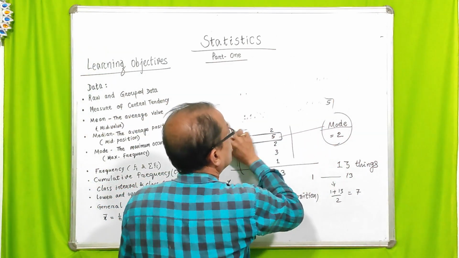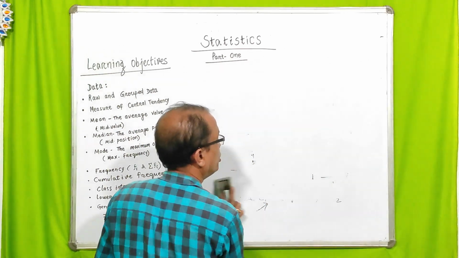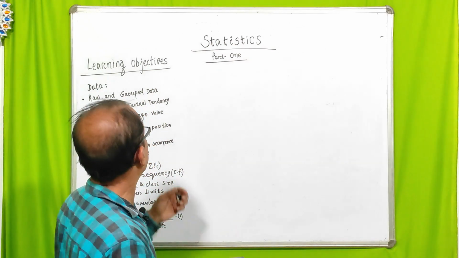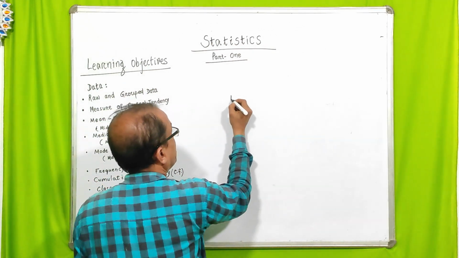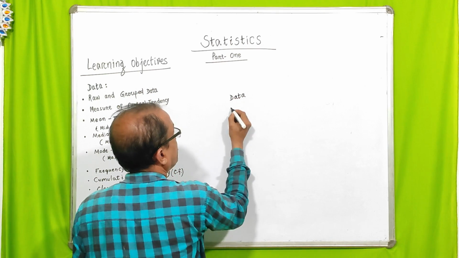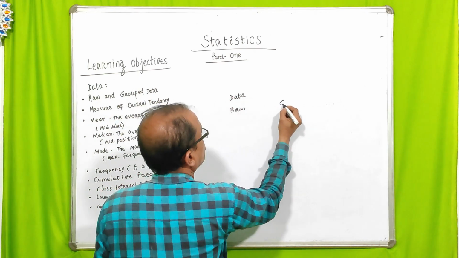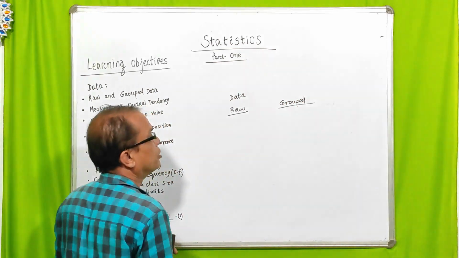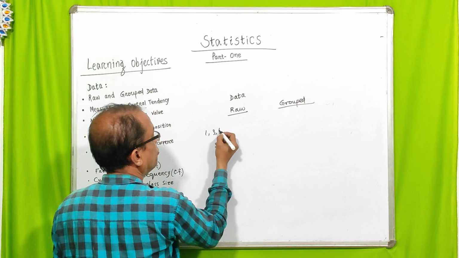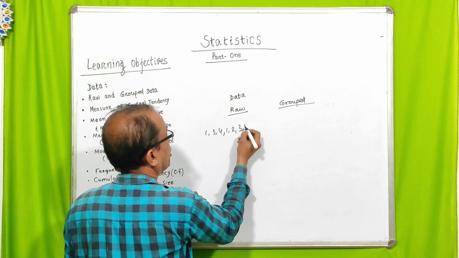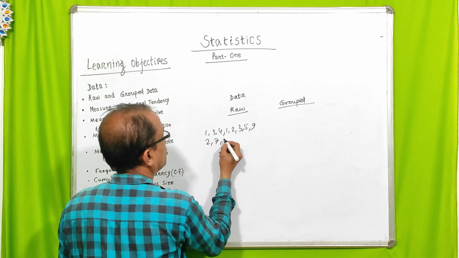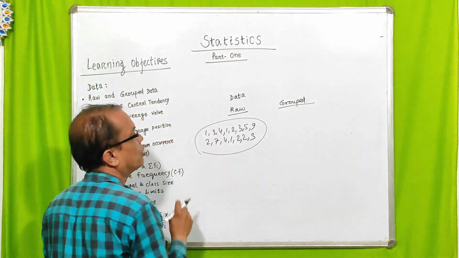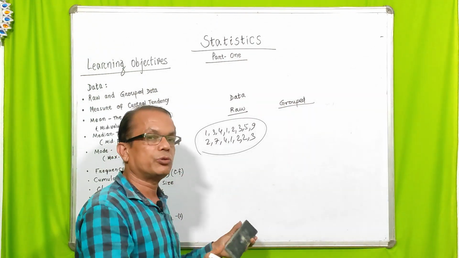So this is about the general idea how we do problems in statistics in the high school. In the 10th class of a high school, we generally deal with data. The data may be raw or grouped. What is raw data? What is grouped data? Raw data is like this: 1 3 4 1 2 3 5 9 2 7 4 1 4 2 3. This data is called raw data because we have just collected the data as we got it.